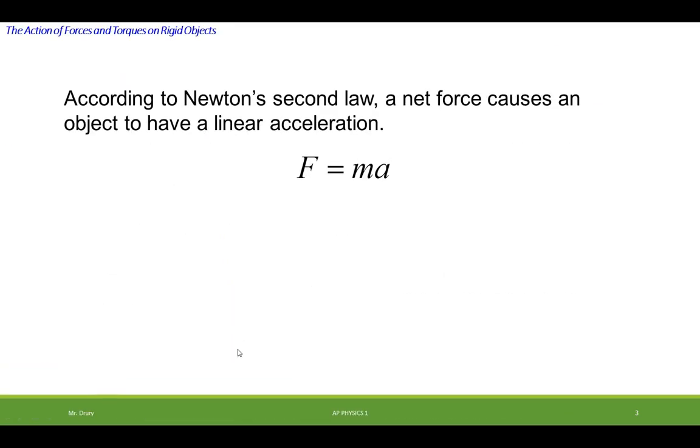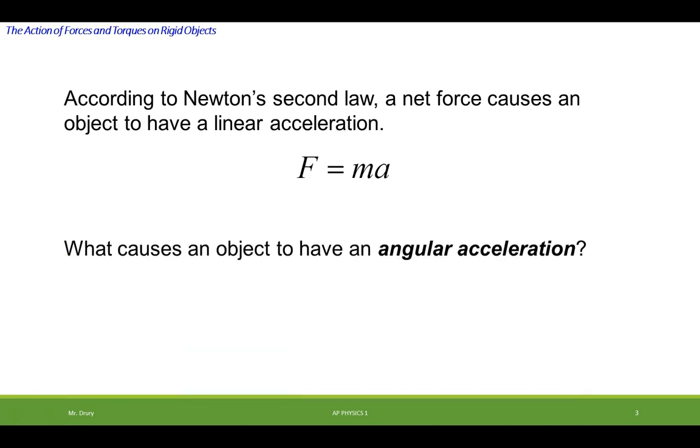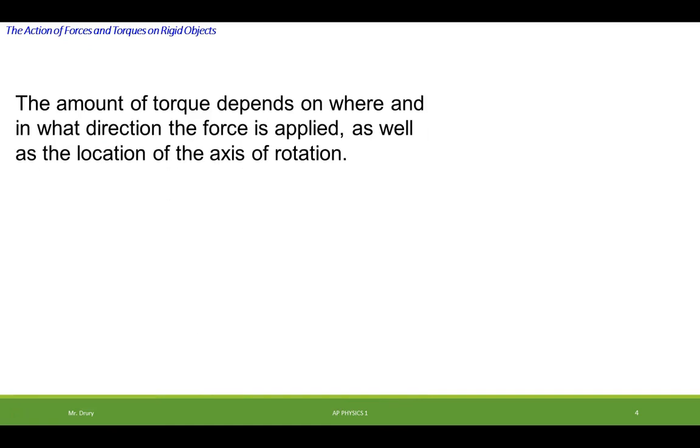So according to Newton's second law, a net force causes an object to have a linear acceleration. In other words, F equals ma. So what causes an object to have angular acceleration? That would be a net torque, and that's what we'll be studying today. The amount of torque depends on where and in what direction the force is applied, as well as the location of the axis of rotation.